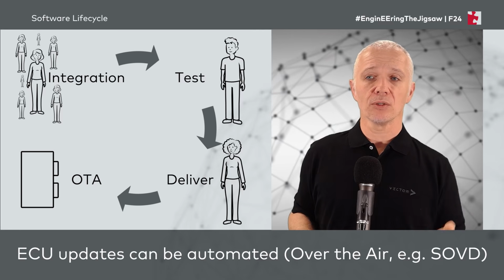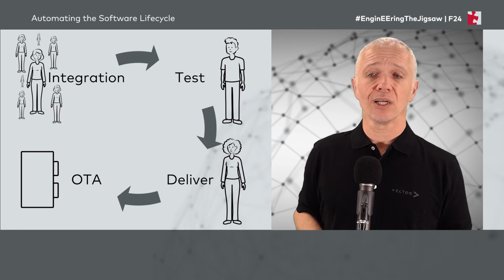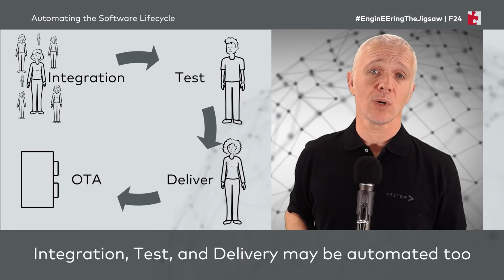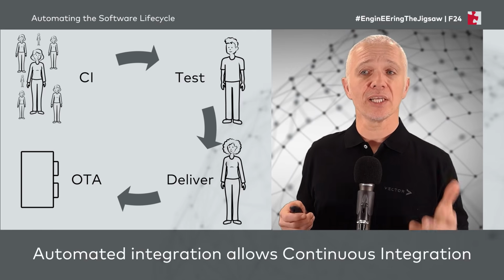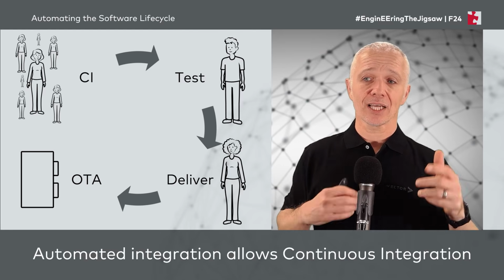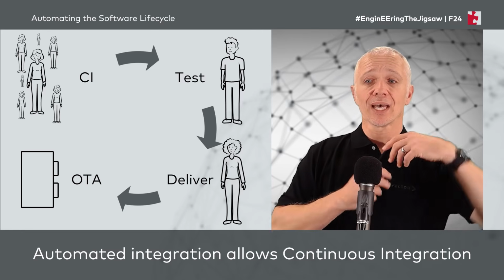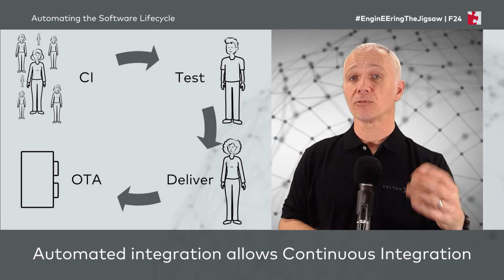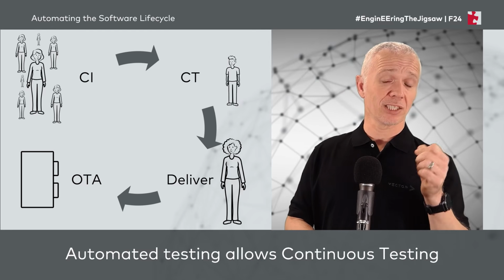We should be trying to make things easier there. We can automate throughout the software lifecycle. So integration, test, and delivery may be automated as well. Automated integration allows something called continuous integration. And what this means is that developers make small changes and send their changes continuously to an automated process that will automatically integrate them, along with changes from other developers, and compile the software to make it available for testing.